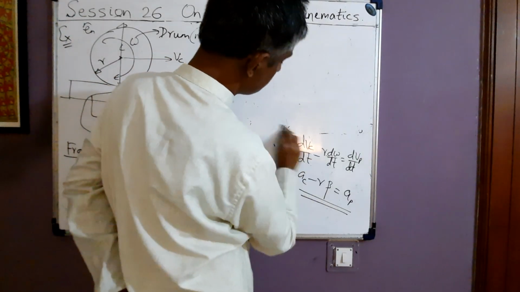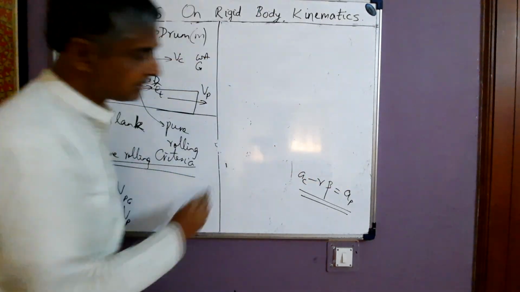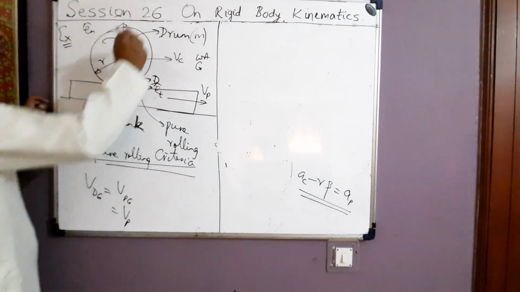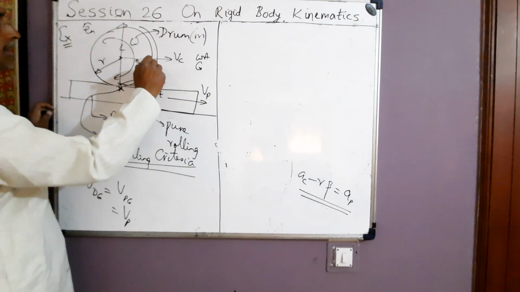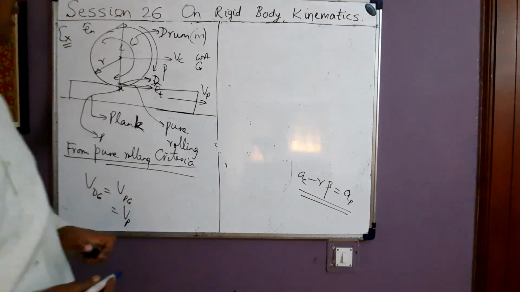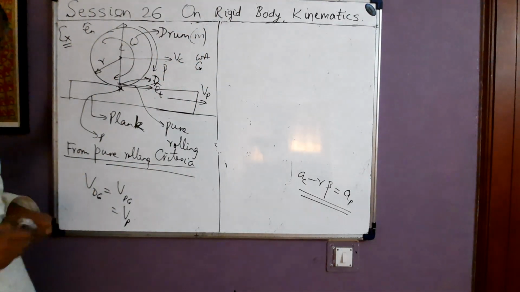Now what do we do? We apply the SRC procedure for velocity and acceleration between the points C and D. So angular speed omega is clockwise. I assume that angular acceleration beta is also clockwise. Beta is the angular acceleration of drum with respect to ground. Omega is the angular velocity of drum with respect to ground.